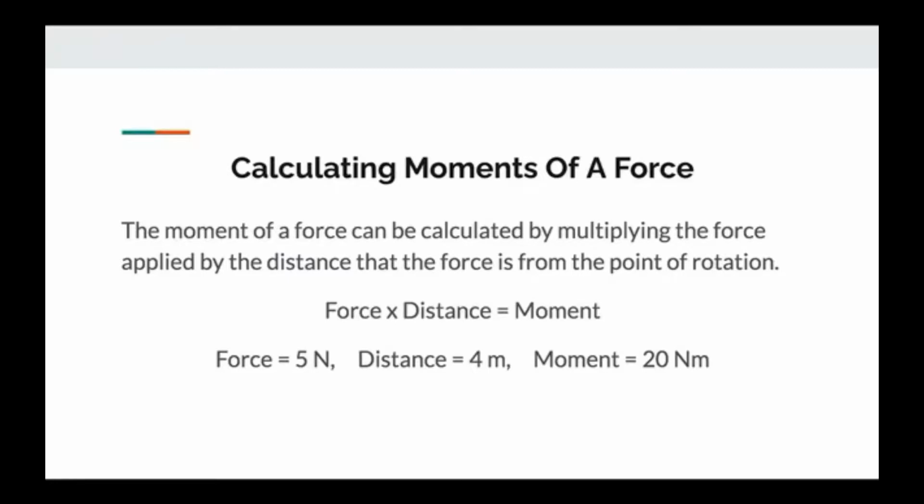Let's look at another example. If the force acting on the body is 20 kilonewtons and it is acting at a distance of 3 meters away from the point of rotation, the moment that is determined will be 60 kilonewton meters. So it doesn't matter what the units are, as long as it's a unit of force times a unit of measurement.